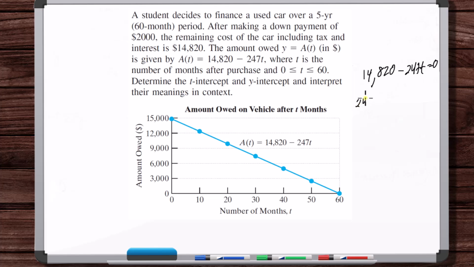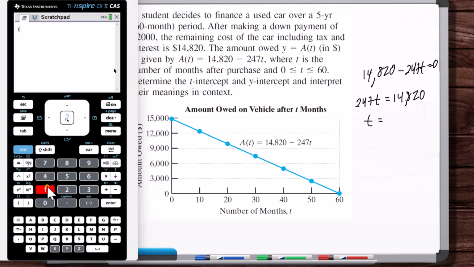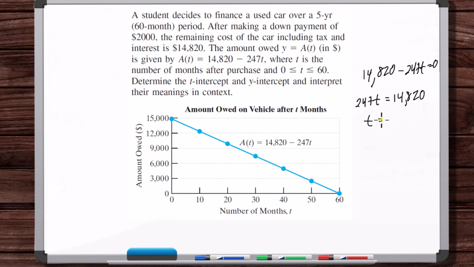247t is equal to... okay, so t is equal to... 14,820 divided by 247 is 60. 60 months. And there we go. There's the plot. It intercepts the t-axis at 60.